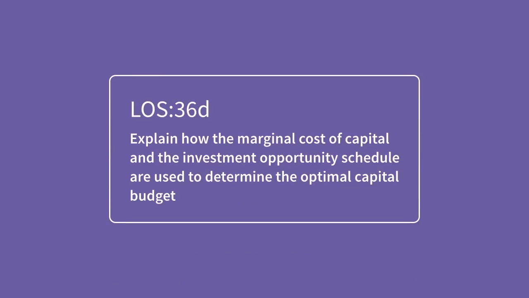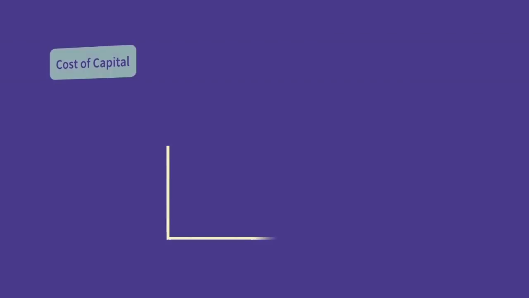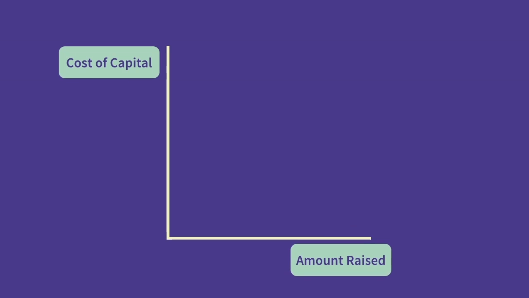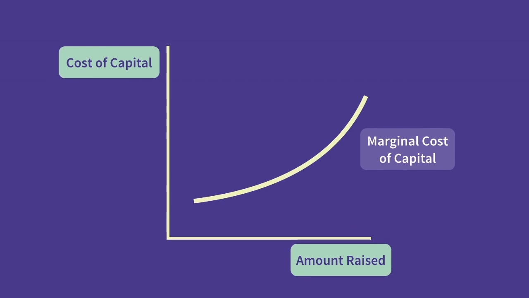Explain how the marginal cost of capital and the investment opportunity schedule are used to determine the optimal capital budget. As you can imagine, when we are trying to raise funding, the more money we raise overall, the more each additional dollar raised is going to cost. A relatively small amount of money would be cheaper to borrow than a significantly larger amount. Now, this concept leads us to this relationship between the cost of capital and the amount raised, this upward sloping curve we call the marginal cost of capital curve.